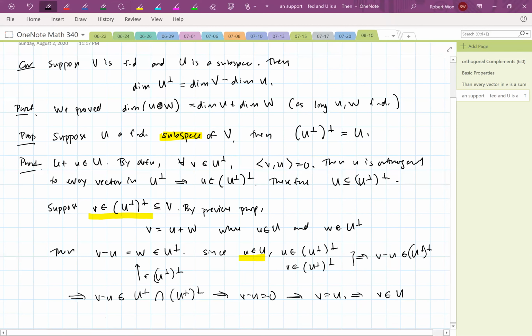And so this shows the opposite inclusion, which means that those two sets are equal.